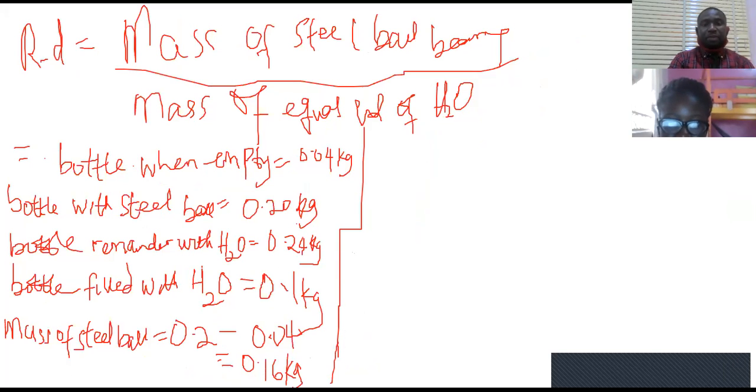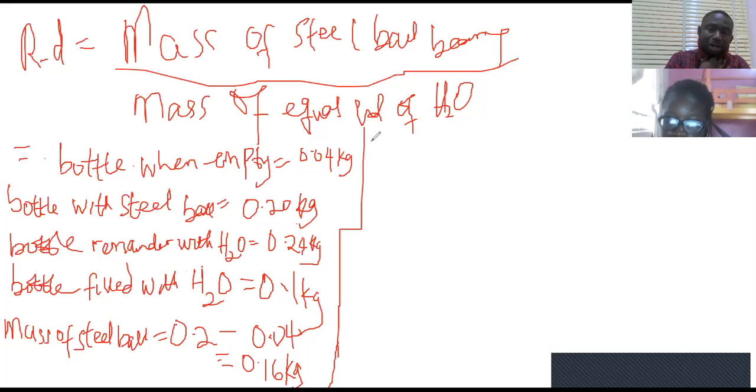All right, we've gotten the one. Now let's look for the mass of equal volume of water. For us to get the mass of equal volume of water, so many things are happening here. We need to get the mass of water filling the whole bottle. Look at this, this is when the bottle is filled with water. Now, this is when the bottle is empty. So we need to get the mass of water.